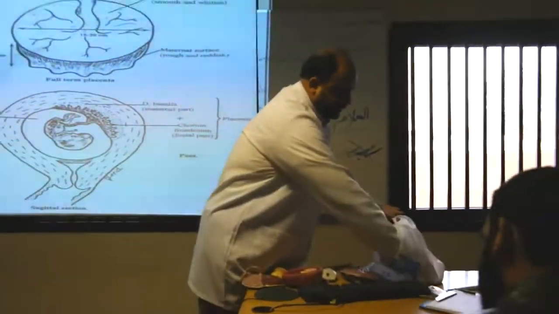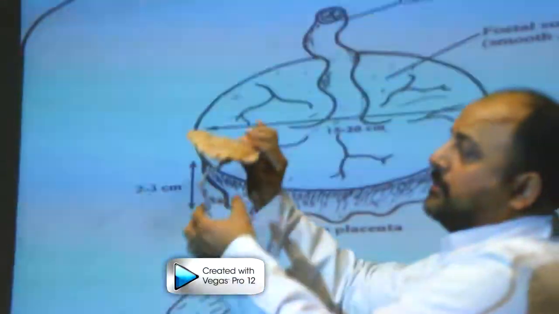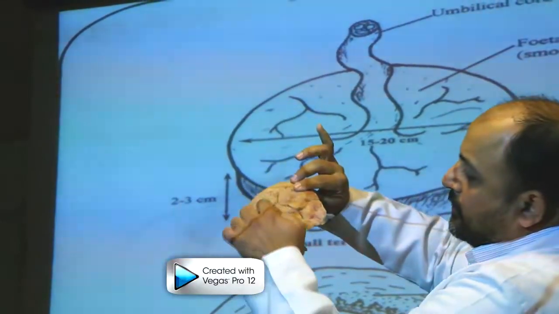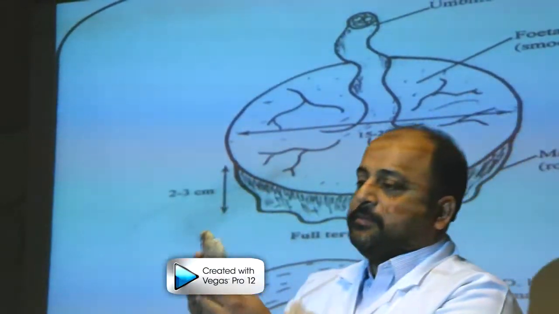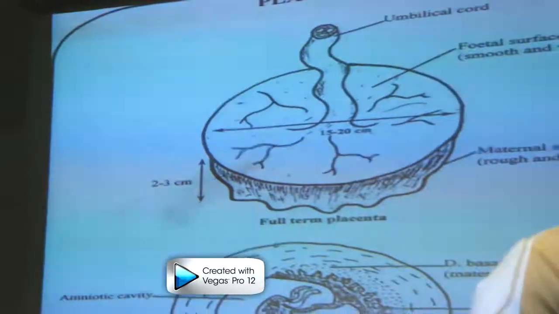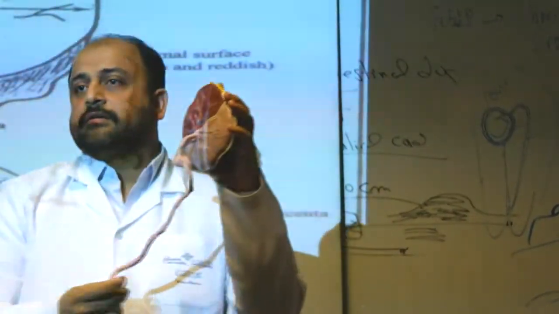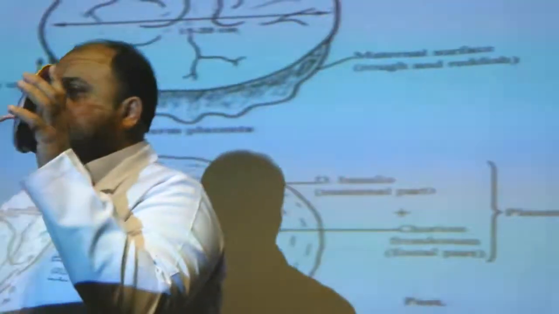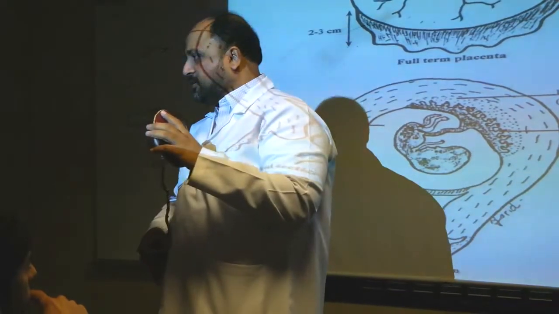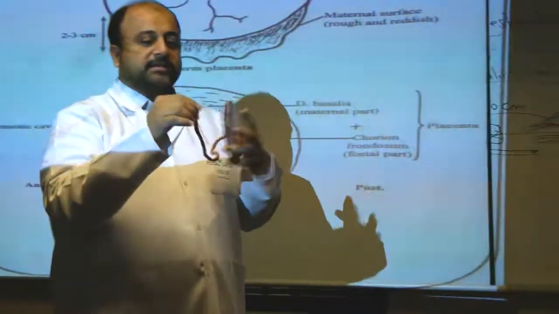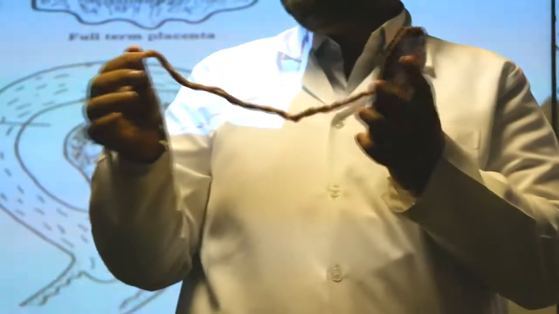Okay, let us see the original one. This is a plastinated original placenta. Okay, this is the maternal part, and this shiny area, you can see, this shiny area is the fetal part, and this is going towards the umbilicus of the fetus, and this has been cut after delivery. What is the purpose of this umbilical cord?